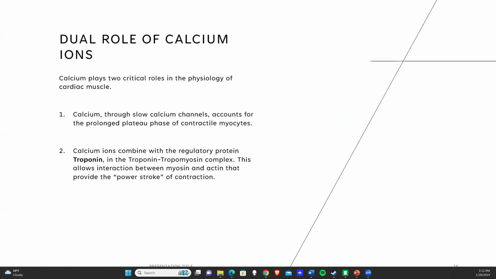So now there are two roles that calcium plays within the cardiac cycle. And we kind of talked about with the last one that calcium is needed to create that plateau phase of the contractile myocytes. Secondly, calcium also combines with a regulatory protein, troponin, which allows for the interaction of a couple other proteins here, myosin and actin. And this helps create the power stroke of the contraction, or to get it pumping a little harder.